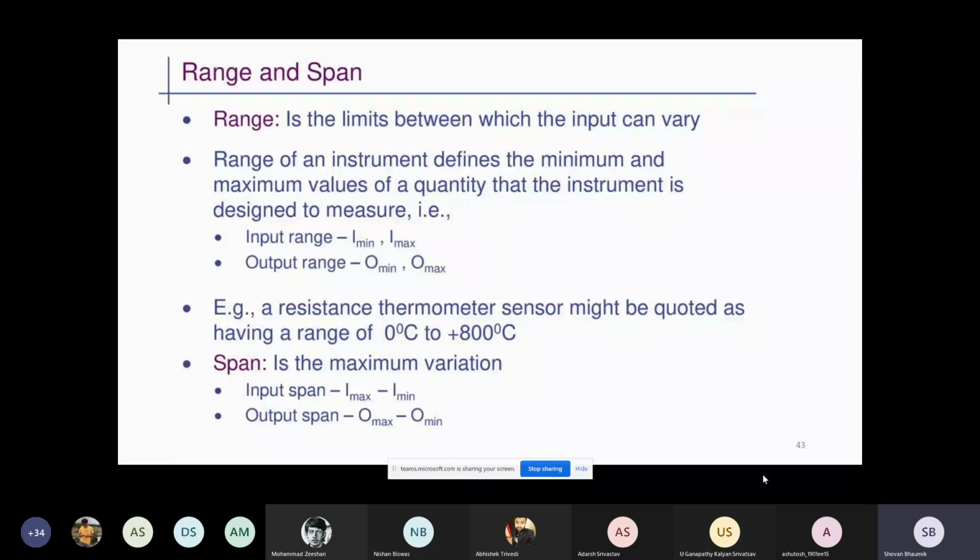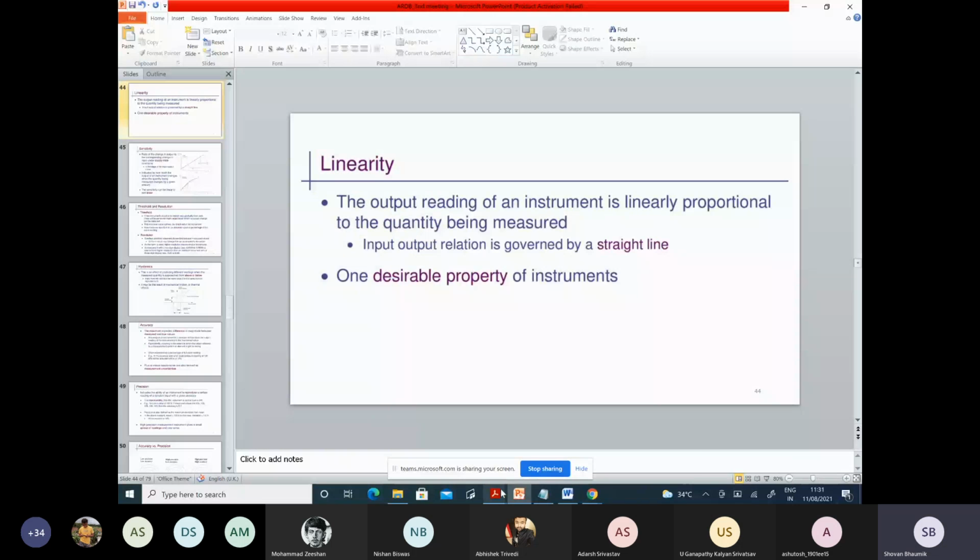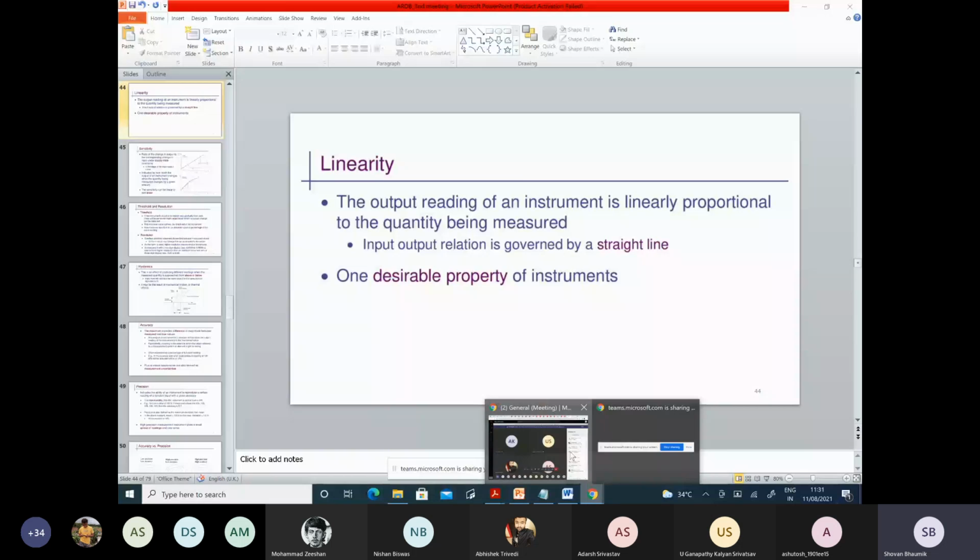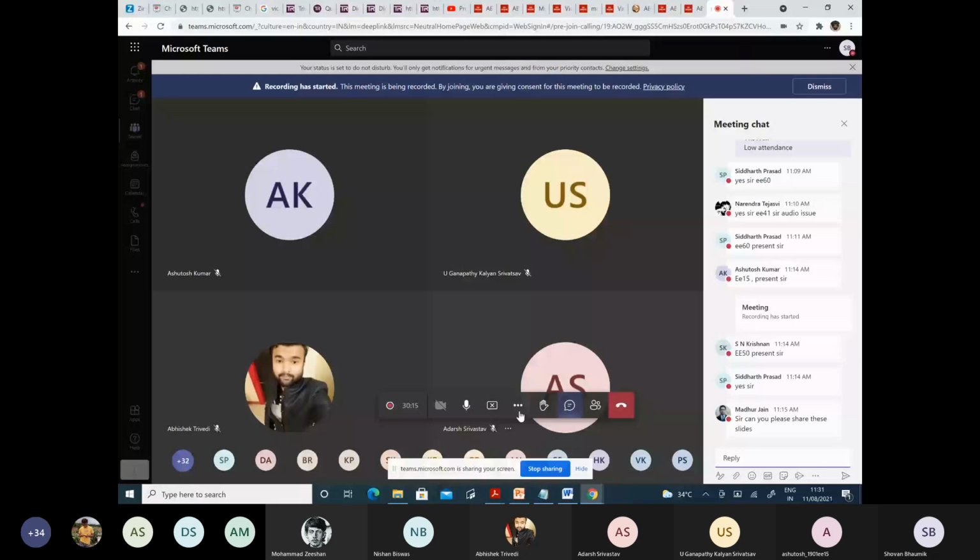Next thing. So let me see if there is any query. Okay, very good. Everybody is understanding. So it's very nice. Let's move to the next part.